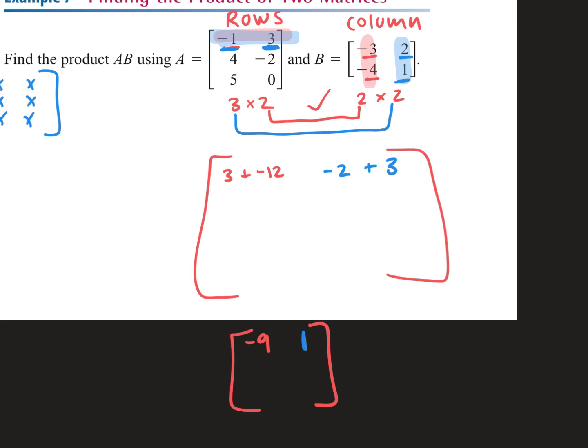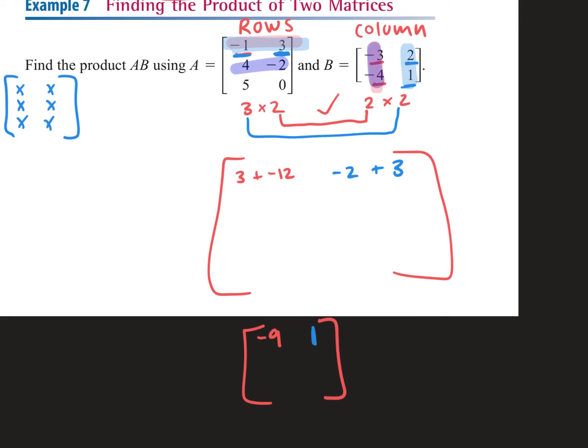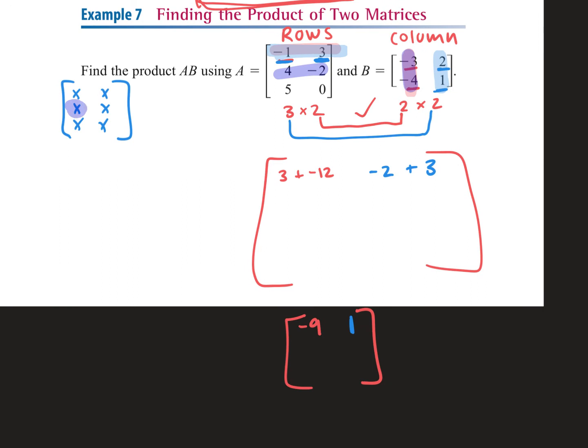Now I'm going to move to the second row, first column. So that's going to go in the second row, first column, this spot. So 4 times -3 is -12, plus -2 times -4, 8. And -12 plus 8, -4.